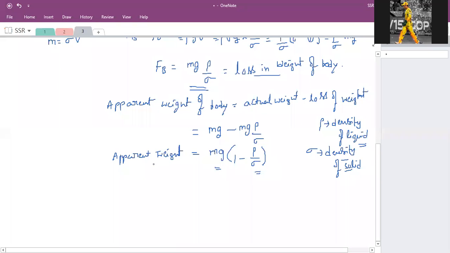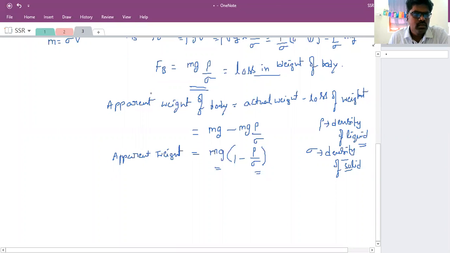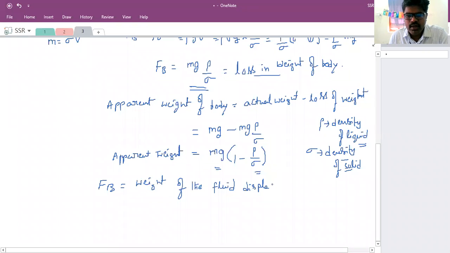Now, what are the factors that the force of buoyancy FB depends on? The force of buoyancy acting on a body is numerically equal to the weight of the fluid displaced by the body. This will be true whether the object is partially immersed or completely immersed.